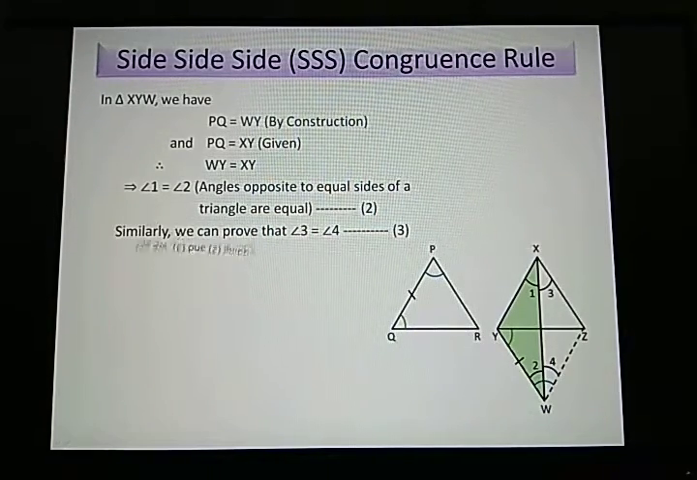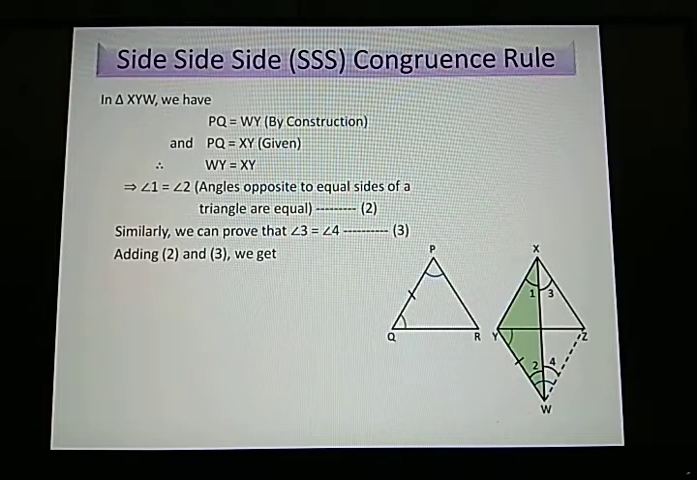Now we have to add equation 2 and equation 3. How will we add it? It's very simple. We will add the left hand side with the left hand side and the right hand side with the right hand side. So we'll get angle 1 plus angle 3 is equal to angle 2 plus angle 4.